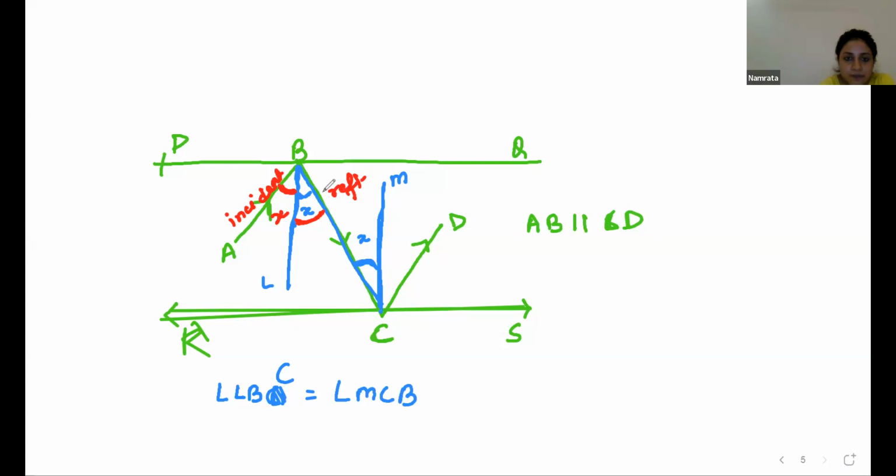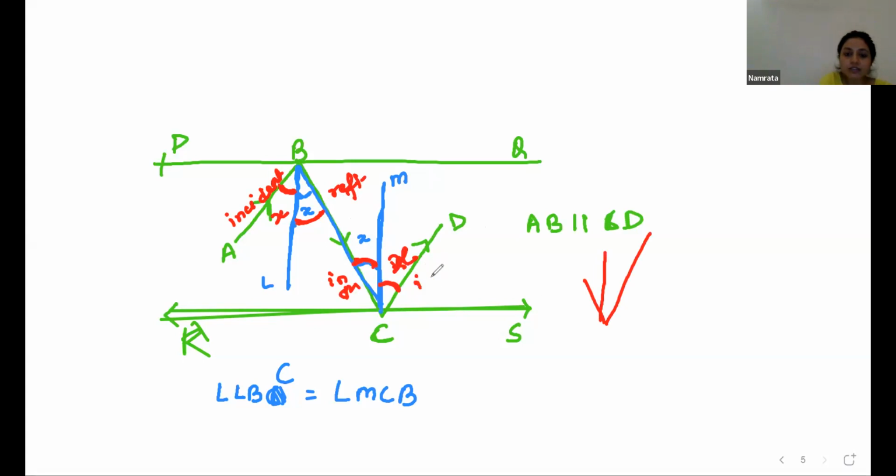Here also, angle of incidence on the other mirror, if we are talking about the other mirror, that is RS. So here also angle of incidence is equal to angle of reflection, right? So if this is X, we can say this will also be X, right? Can we say? Yes, ma'am. Rumaisha, can we say this will also be X?